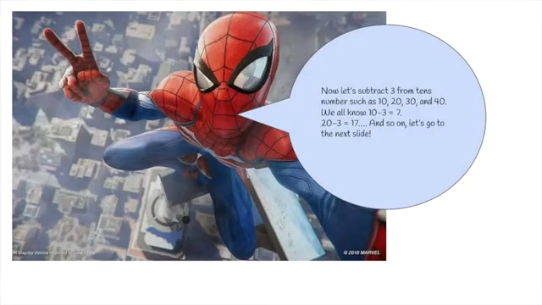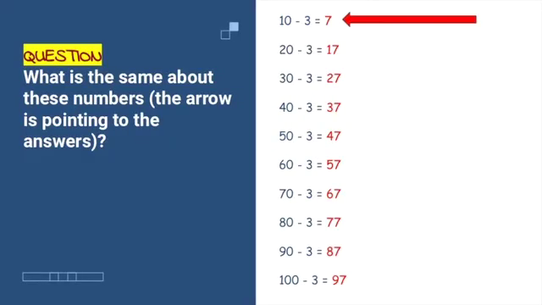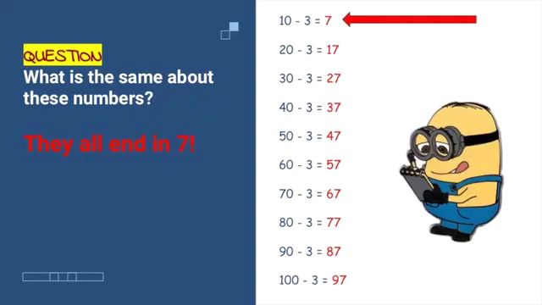Now let's subtract 3 from 10's numbers, such as 10, 20, 30, and 40, those multiples of 10. We all know that 10 minus 3 equals 7, 20 minus 3 equals 17, and so on. Let's go to the next slide. I have a series of a few questions for you guys. What is the same about these numbers? The arrow is pointing to the answers. What is the same about these numbers? Some think time. They all end in 7. I bet that's what you all are thinking. They all end in 7.